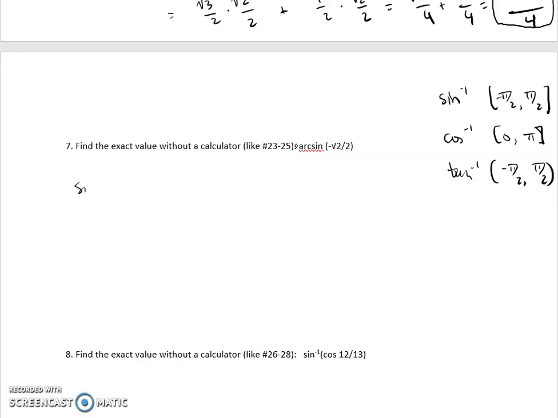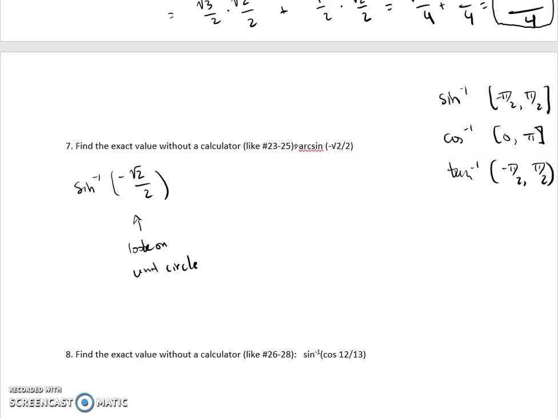So we're looking for sine, arc sine or sine inverse, negative square root of 2 over 2. So you're going to look on the unit circle for where you have negative square root of 2 over 2. So that's going to happen in the third and fourth quadrant. The third quadrant is going to be at pi over 4, so you're going to get 5 pi over 4, and then you're going to get 7 pi over 4. Okay, so that's what you should be seeing on your unit circle, 5 pi over 4 and 7 pi over 4. But look at sine inverse.